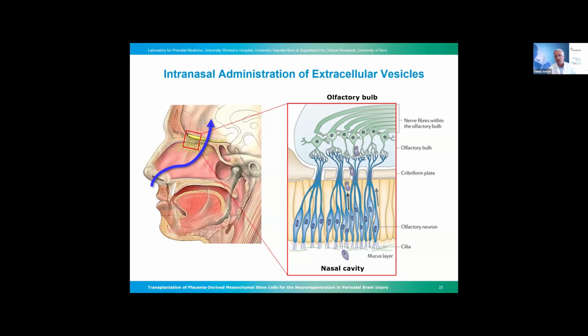Now, the second point is, of course, the application route to the newborn, to the preterm baby, which might only be of a weight of 700 grams. The approach here is the transnasal approach, as it has been shown not only for medications, but even for cellular therapy, that the cribriform plate is actually a way to administer agents directly to the brain, in this case primarily to the olfactory bulb.